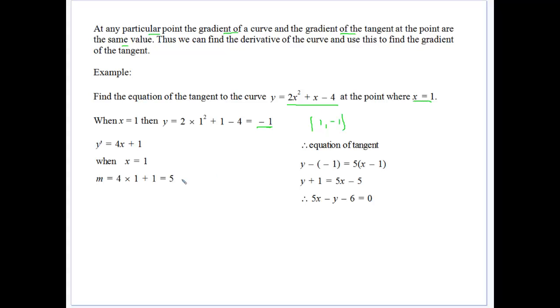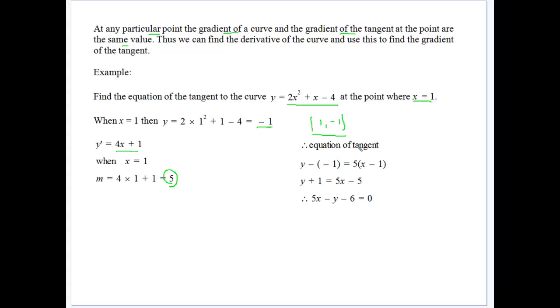Now we also need the gradient. How do we get that? Well, we get our gradient function. That's what the first derivative is going to do for us. So we derive: 2x squared becomes 4x, x becomes 1, and minus 4 becomes 0. That's why we get that function there. And when x is equal to 1, we get our gradient of the curve: 4 times 1 plus 1 gives us 5. So there's our gradient, and there's our point.